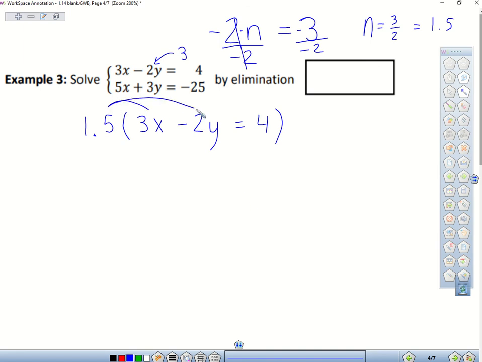I'm going to use the distributive property here. 1.5 times 3, that's 4.5. 1.5 times 2, that's 3. And 1.5 times 4 is 6. I'm doing it in my head, so I think I got it though. And then once I have that, I'm going to bring the other equation down.